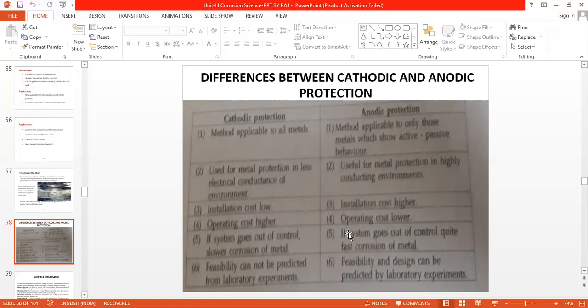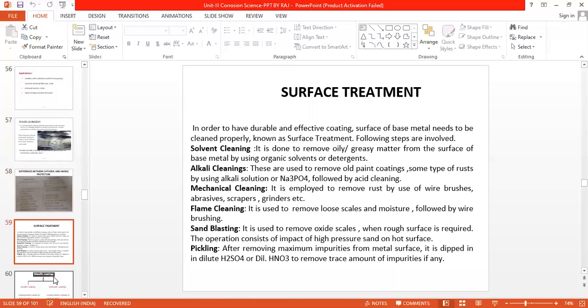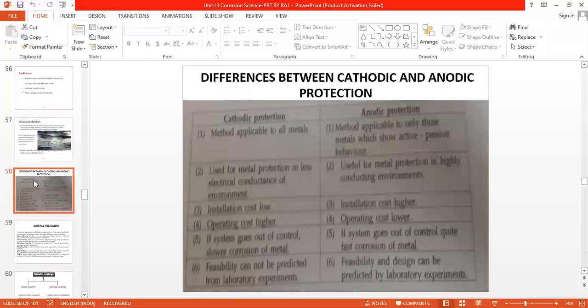So these are some of the examples of the differences between the anodic and the cathodic protection. Now we will stop for today's lecture here.